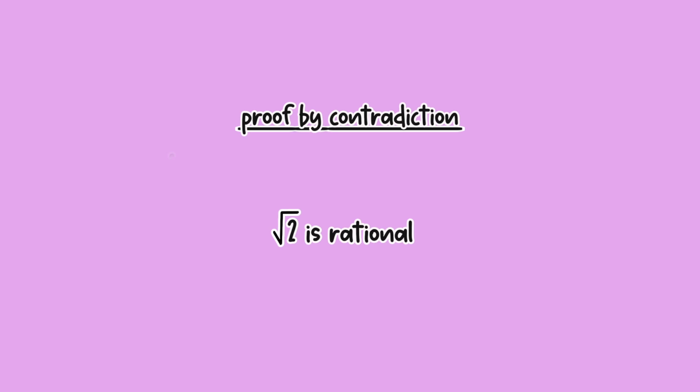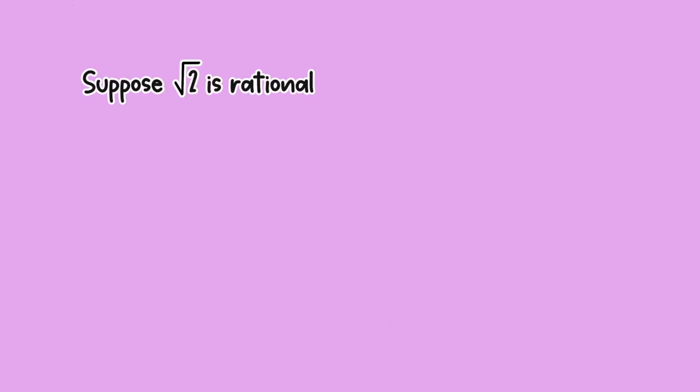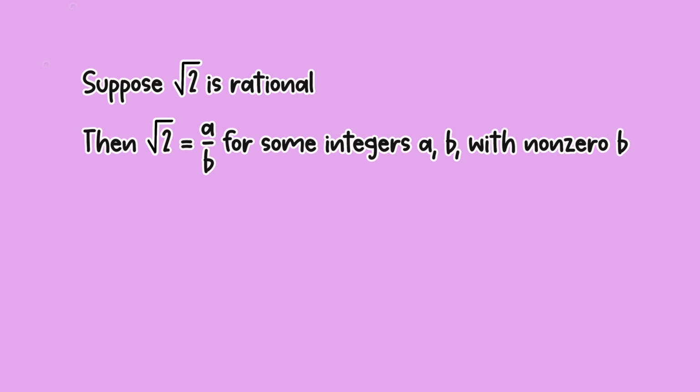From here, our goal is to show that this leads to a contradiction, or statement that disagrees with our suppositions. Let's see it in action to get a clearer understanding. Now that we supposed the square root of 2 is rational, we can use the definition of rational and write it as a fraction of two integers.